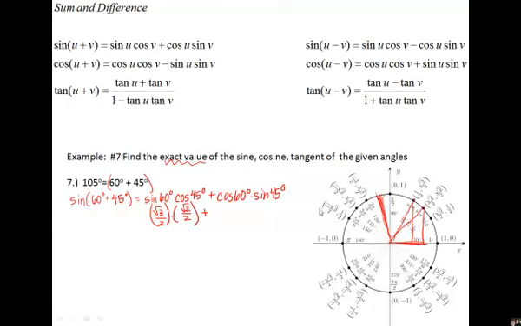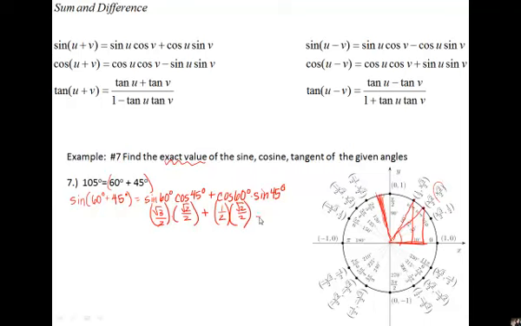Plus, now we're going to go cosine of that 60 that we had observed earlier. So 60 degrees is our reference angle. And we're going to look at the x value because I was wanting the cosine. So that's that shorter leg, 1/2. And then sine of 45, we're going to look back over here, and that's this. So the square root of 2 over 2.